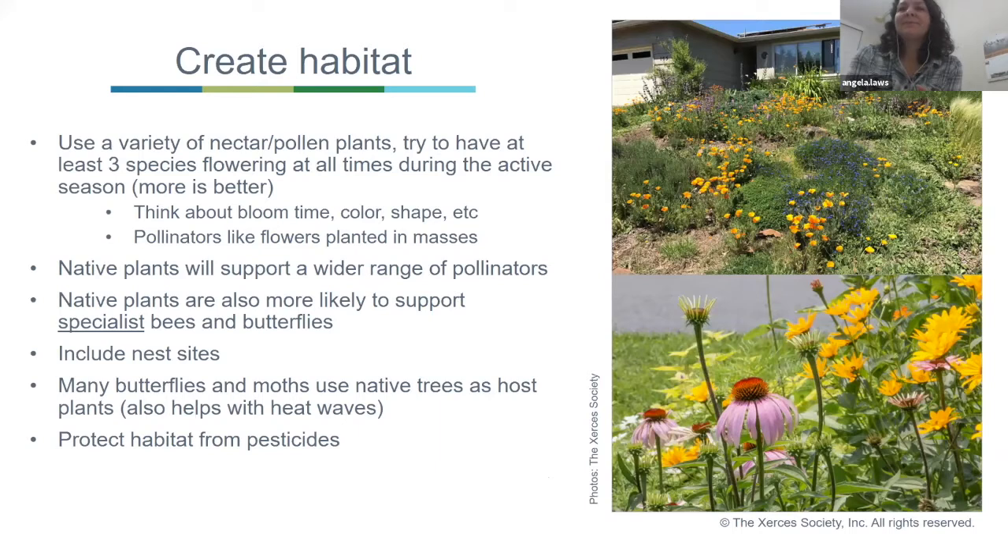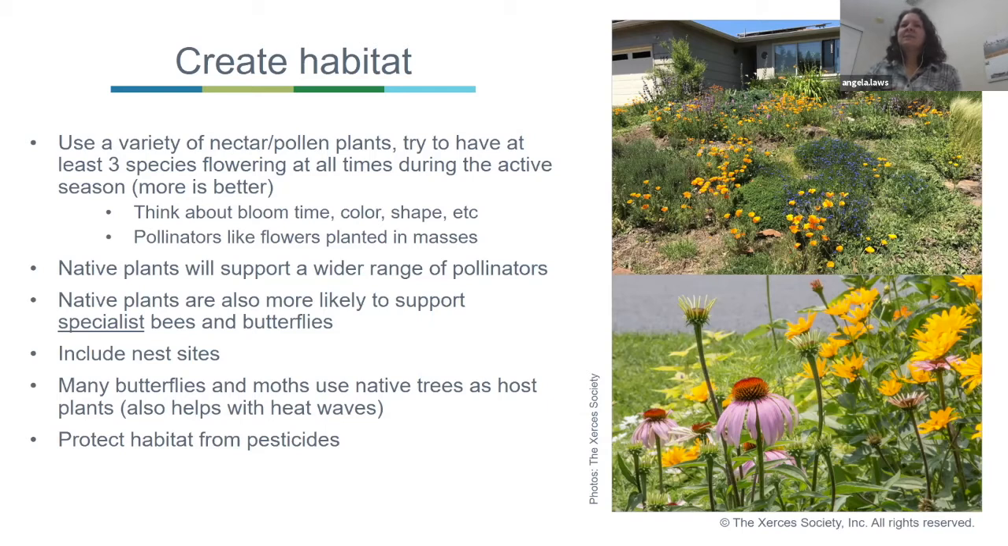Okay, so creating habitat. We recommend using a variety of nectar or pollen plants. Try and have at least 3 species flowering at all times during the active season, but more is better. The more flowers you have, the better that's going to be for the pollinators. You want to think about bloom time, so having things blooming spring, summer, fall, even in California, even winter. You want to choose different colors and different shapes. Different sizes and shapes of bees and butterflies are good at pollinating different sizes and shapes of flowers. So having a variety means that you can support a bigger variety of pollinators.